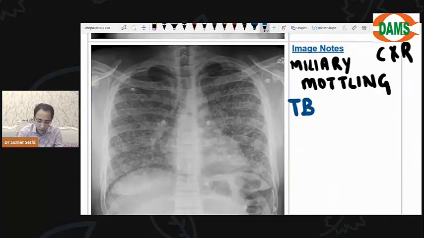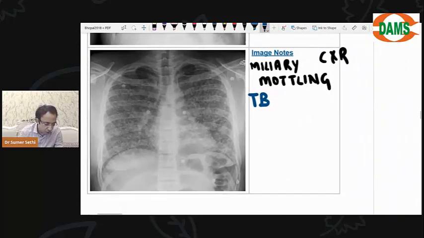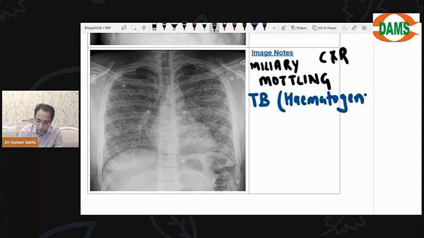typically seen in tuberculosis, due to hematogenous dissemination. Clear? अगर टीबी हेमाटोजेनस डिसेमिनेशन हो जाए then we call it as miliary TB. Miliary माने millet seed. Millet मतलब मक्के के दाने के जैसा दिख रहा है miliary.